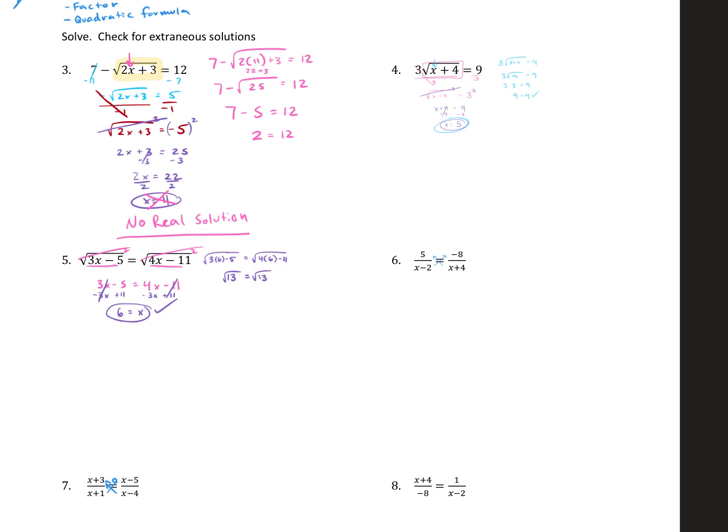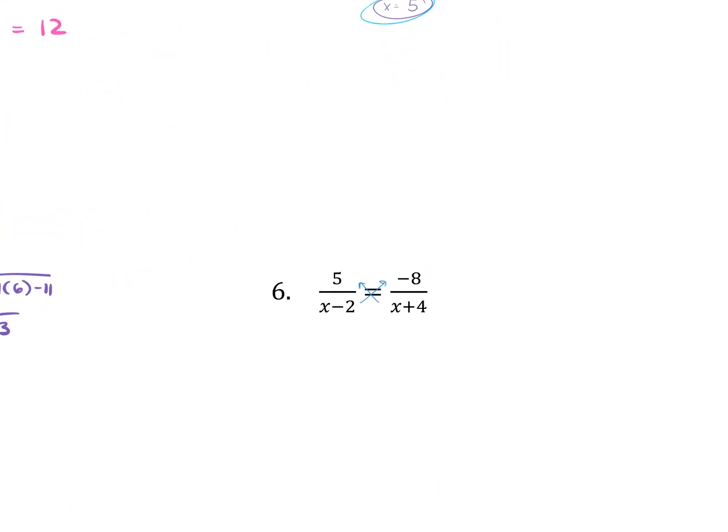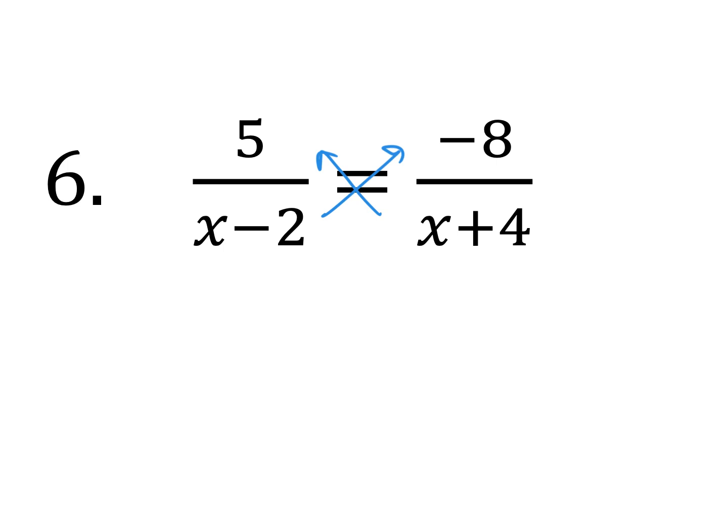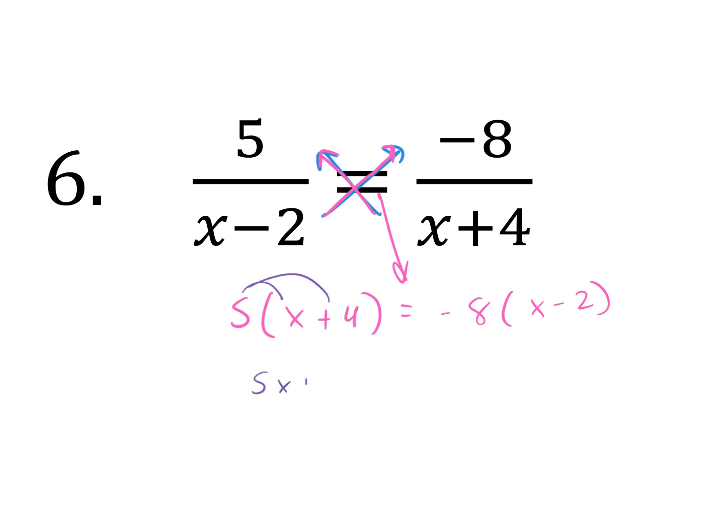All right, last question we're going to do is number 6. So when we have a fraction equals a fraction, we cross multiply. So we get 5 times x plus 4 is equal to negative 8 times x minus 2. So you just keep the equal sign in the middle and cross multiply. Next, we want to distribute. So we get 5x plus 20 is equal to, again, we distribute here, negative 8x plus 16.